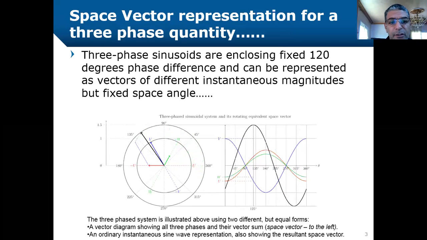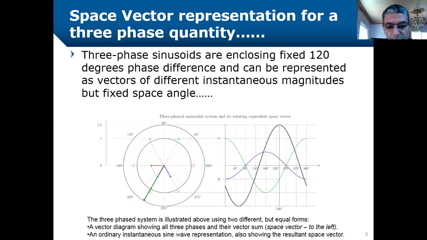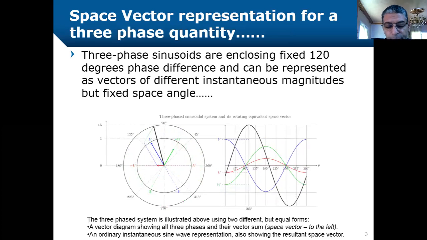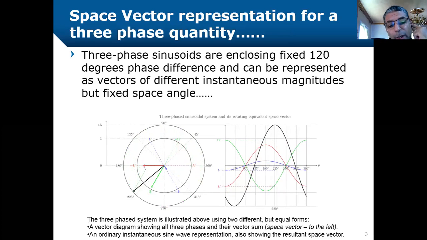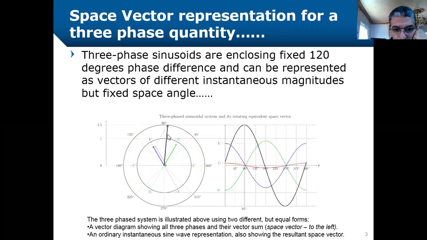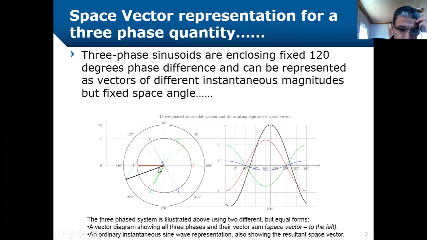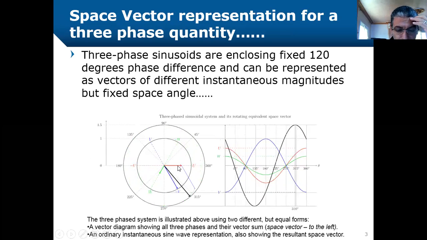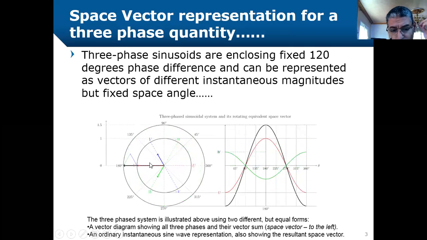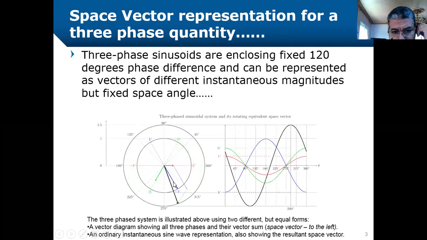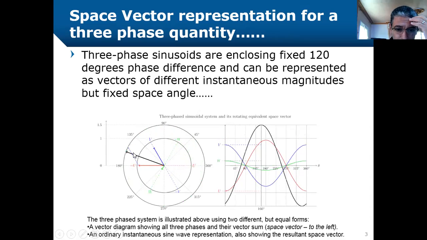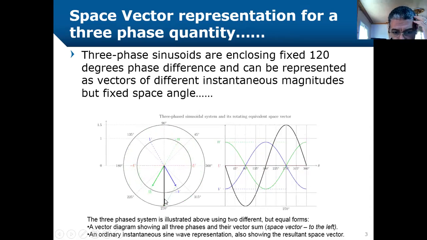The space vector representation of a three-phase quantity, as these two graphs depict, is simply one compact representation of three-phase quantities. This black vector is an instantaneous sum of three individual vectors, which change their magnitude, but their angle is fixed in space. So the resulting vector is always rotating in this fashion.